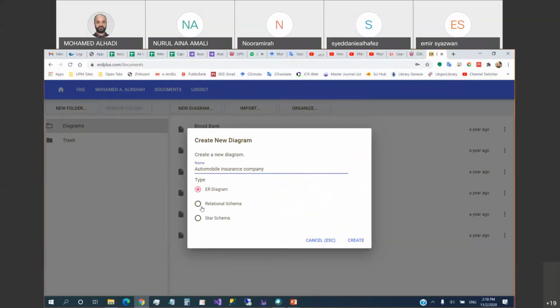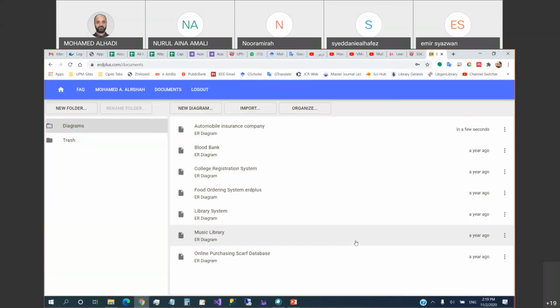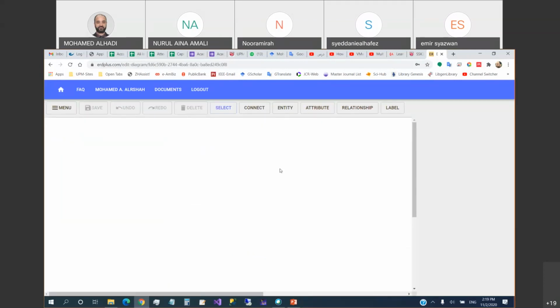When you name your diagrams, try to use descriptive names. Otherwise, you would lose the information. We have three types of diagrams: entity relationship diagram, relational schema, and star schema. Ours now is going to be entity relationship diagram. After we make it, we will open it by clicking on the file.